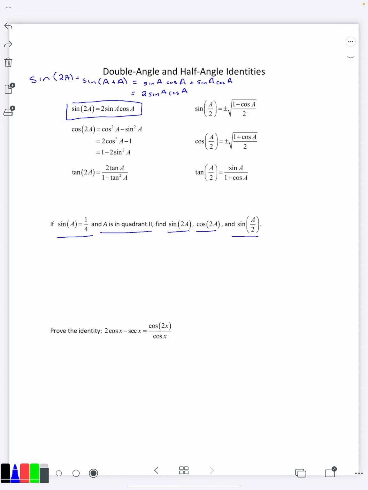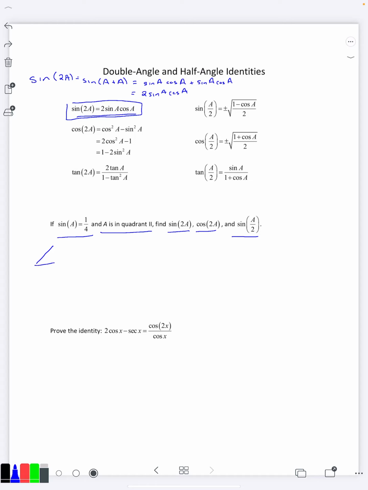If we knew that A was 30 degrees, then we could just double it, get 60 degrees, and find the sine, cosine, tangent of it. But we do not know that. We do not know what the actual angle is. All we know is that sine is equal to 1/4. Since my identities for these up here do include sine and cosine of a, the first thing I want to do is figure out what cosine of a is.